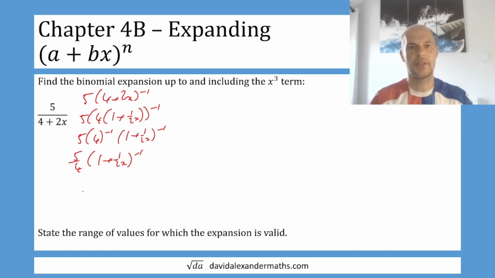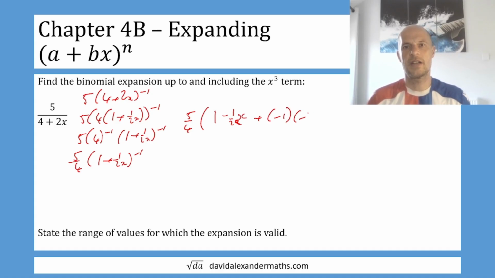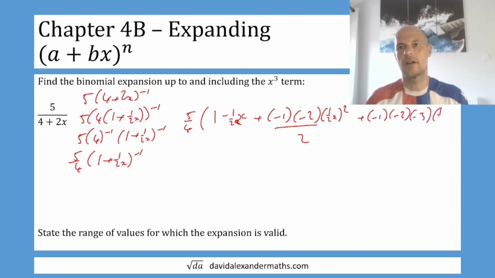So that is going to be, let me just write it up here, so that's going to be 5 quarters times by 1 minus 1/2 x. Sorry, that x looks like it's on the bottom, I'll just stick it in the middle there, plus negative 1, negative 2, 1/2 x all squared over 2, plus negative 1, negative 2, negative 3, 1/2 x all cubed over 6, and minus 1 times minus 2 divided by 2 is 1, so they can cancel, and similarly negative 2 times negative 3 cancels with that 6.